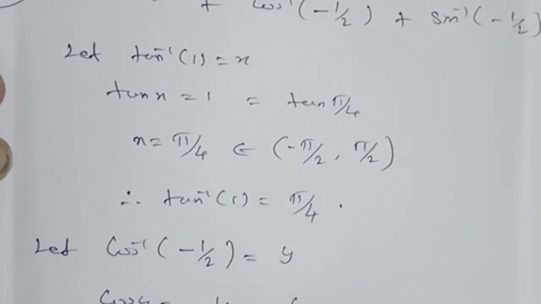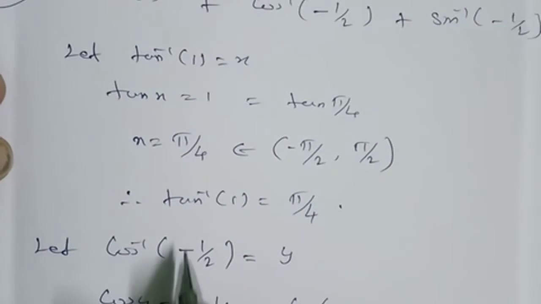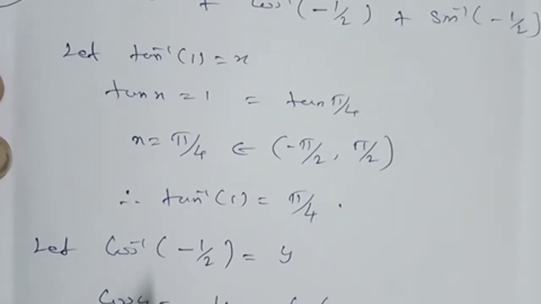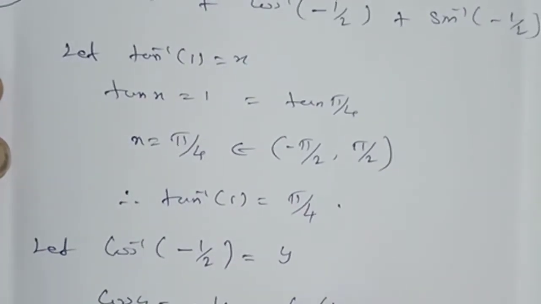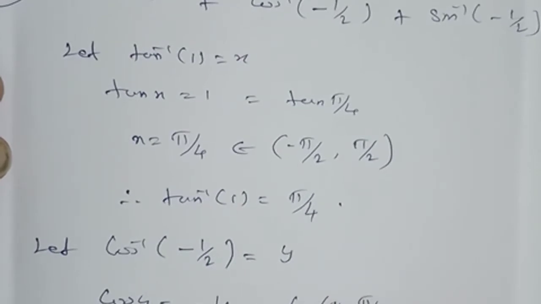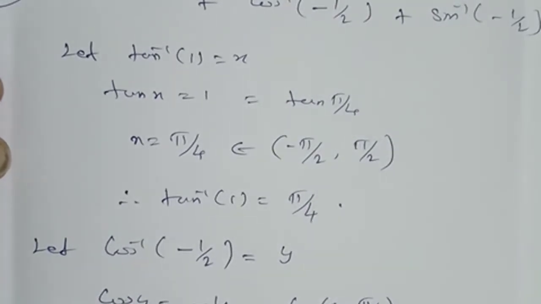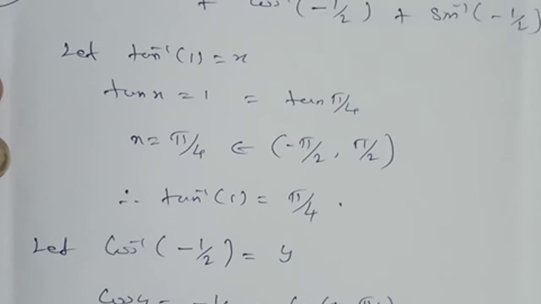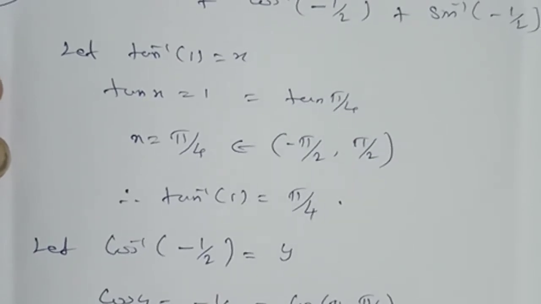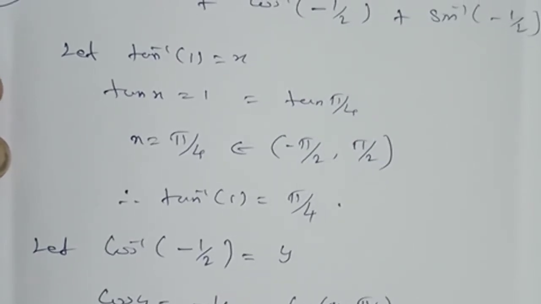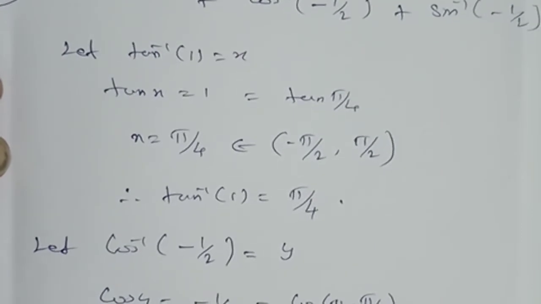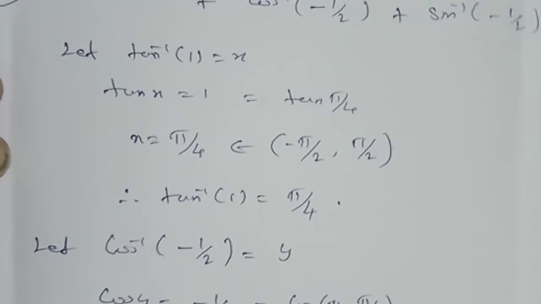This is equal to cos of (pi minus pi by 3). This is equal to cos 2 pi by 3. So y is equal to 2 pi by 3, which belongs to [0, pi]. Therefore cos inverse of minus 1 by 2 is equal to 2 pi by 3.